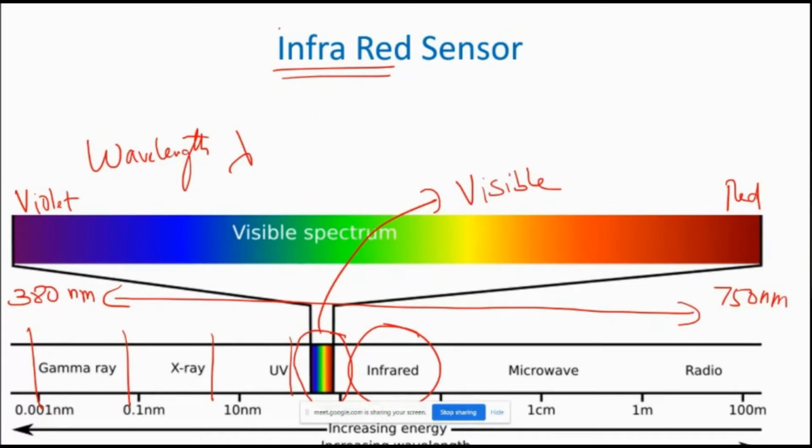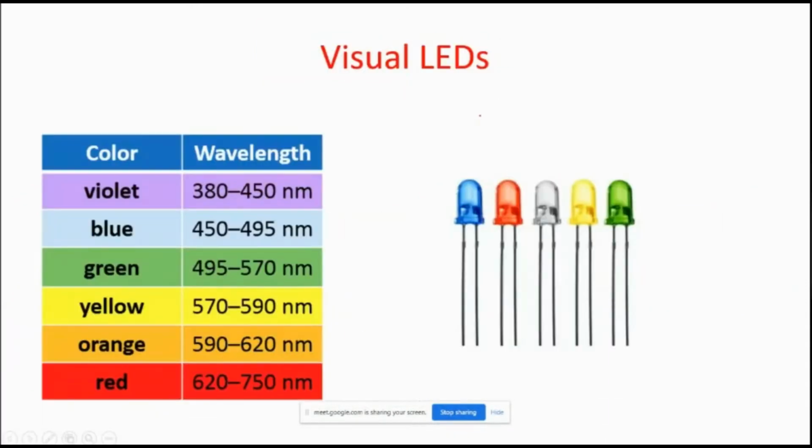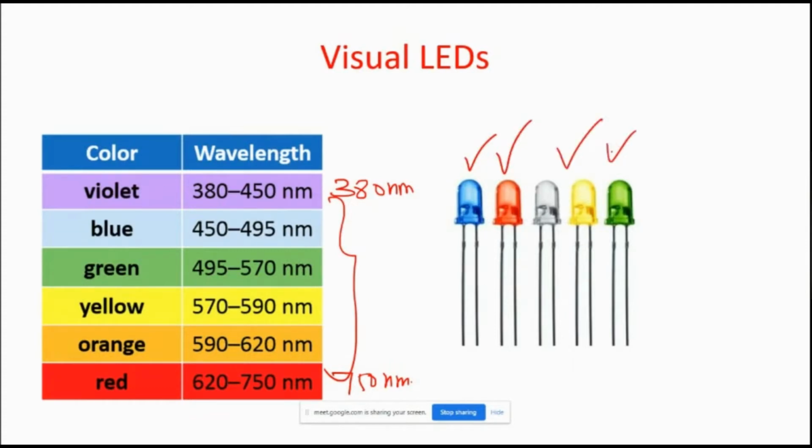Sensors that work around this infrared light we call infrared sensors. The wavelength of the visible spectrum starts at 380 nanometers for violet and ends at 750 nanometers for red, so all the other colors fall in between. If you are using light emitting diodes like blue LED, red LED, green LED, yellow LED, etc., these light emitting diodes emit light which falls under this visible spectrum.